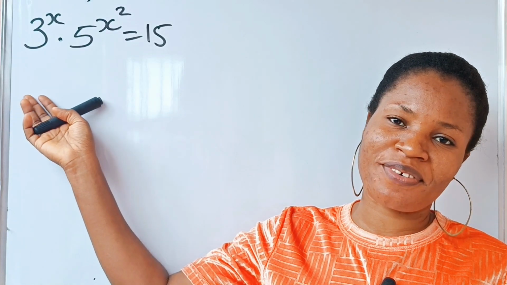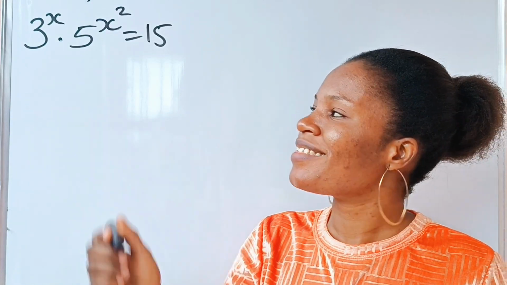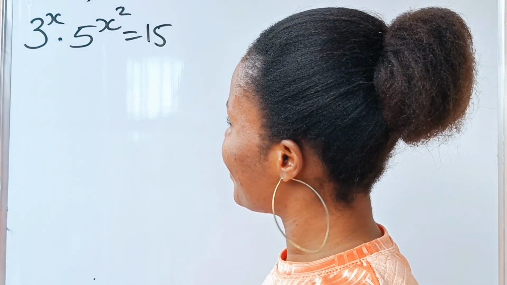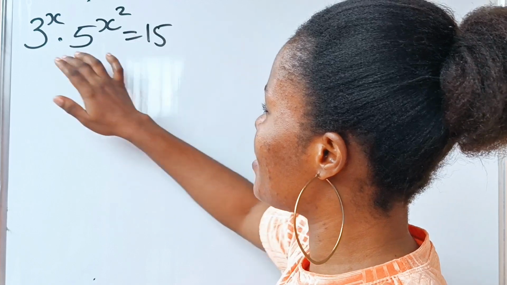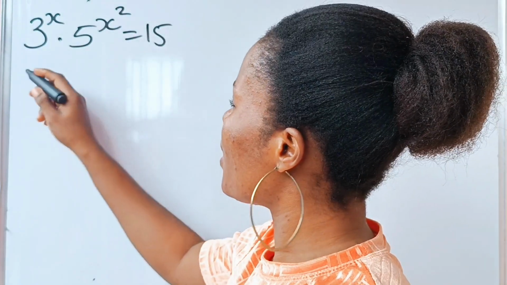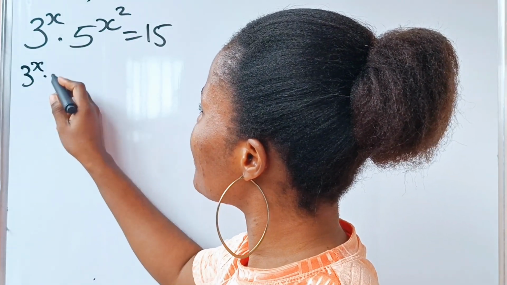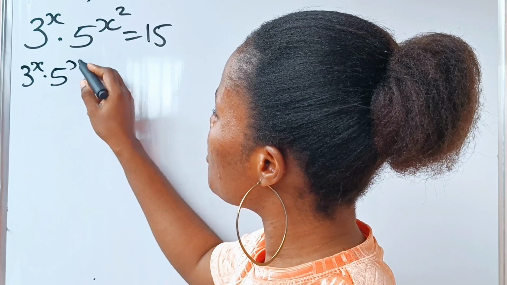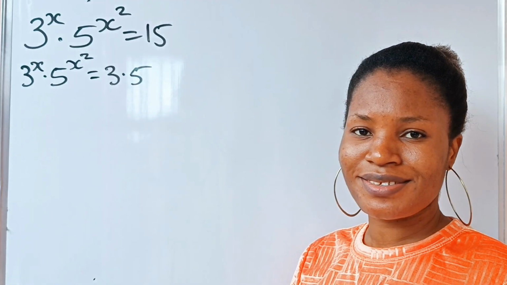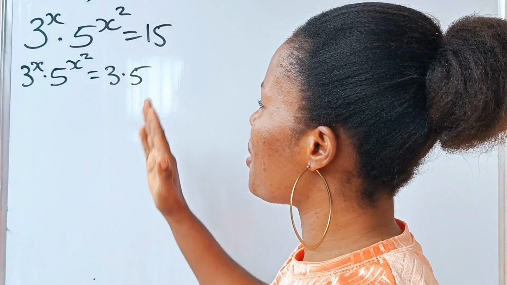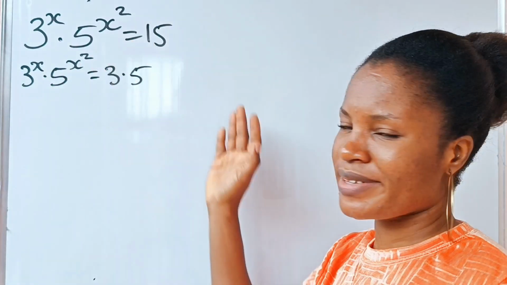Let's quickly solve for the value of x. Now, to do that, first of all, I want us to express this in this form first. Okay, so let's do that. We have 3 to the power of x multiplied by 5 to the power of x squared is equal to 3 multiplied by 5, right? Now let's bring 5 to one side and 3 to one side.